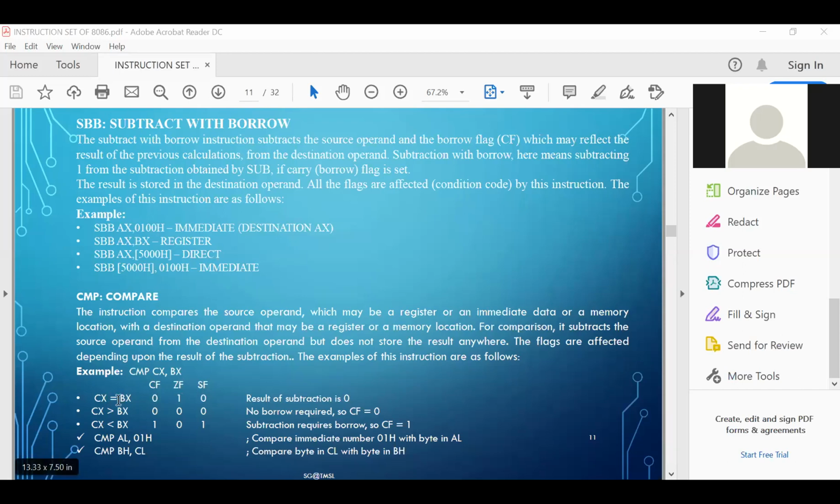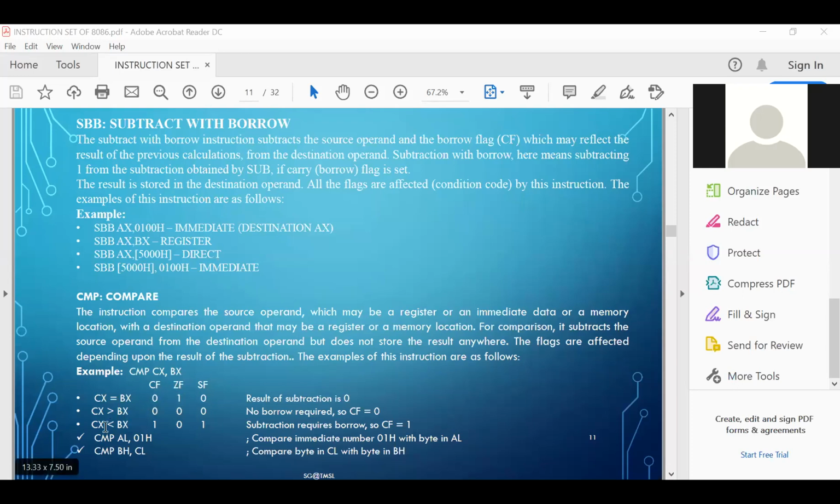Now, if CX is equal to BX, then there will be no carry because CX minus BX is actually 0. So if the result is 0, the zero flag must be set. In that case, the zero flag is 1, but the carry flag is not 1, so it is 0. Carry is reset. If CX is greater than BX, meaning the destination CX minus BX, if CX is the largest compared to BX, then will there be any carry? No, there will be no carry. And the result is not 0. So both the carry and zero flags are 0, 0.